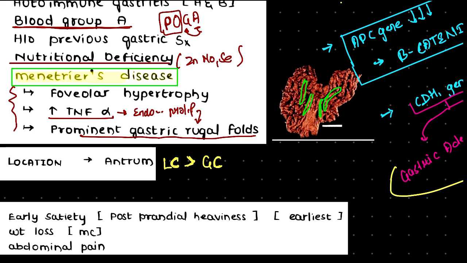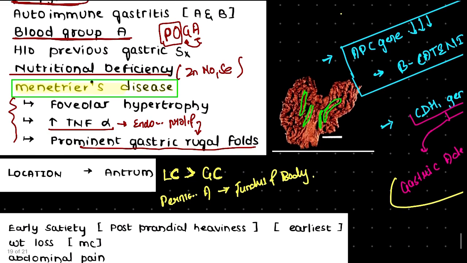What I'm saying is, if there is pernicious anemia, then there will be an effect in our fundus and body, right? This is one important thing that we need to keep in mind.